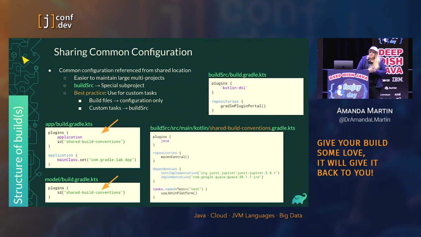The way that we recommend now is to use what's called a build source folder, buildSrc. This is really good as a central location for all of your build logic. So you can have your build logic in one spot and then apply it to the other projects. And in this one, you can see that it's called shared build conventions. I like that name because then you know that it's a shared convention between the projects.